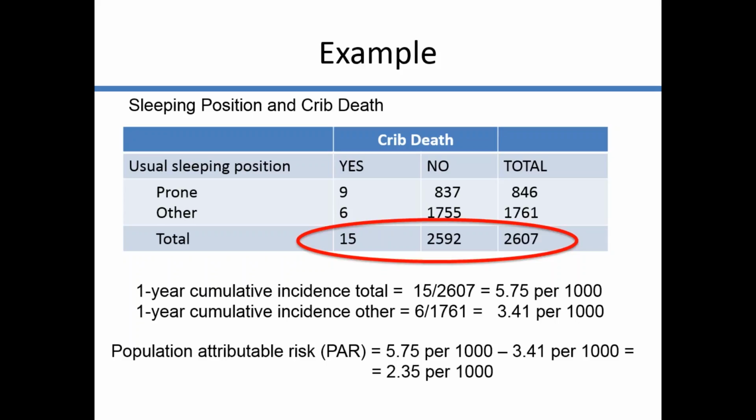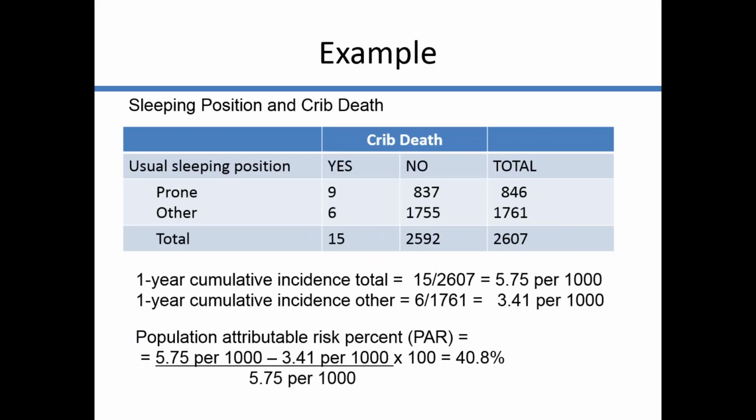But the attributable risk in the exposed will not change, just the population. And the percent you can calculate as well in the population: 2.35 divided by the 5.75. It's 40%. I just did that for you. Now we're taking the population attributable risk divided by the population risk overall. Same thing, but now we're looking at the population as a whole, which includes exposed and unexposed.